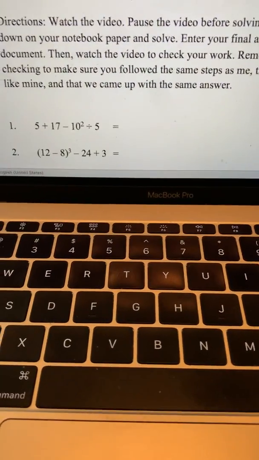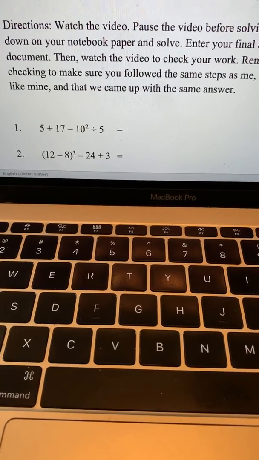So, question number 1 is 5 plus 17 minus 10 to the second power divided by 5. I would say practice 1. And I'm going to rewrite the problem. Number 1, 5 plus 17 minus 10 squared divided by 5. I'm going to solve this following order of operations, and then I'm going to put the answer on my computer.